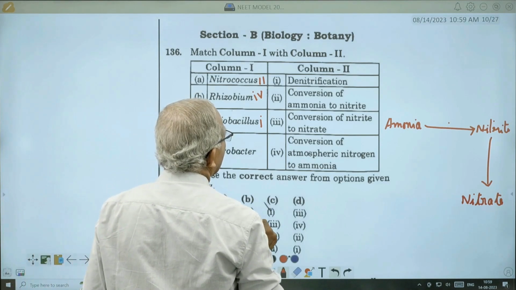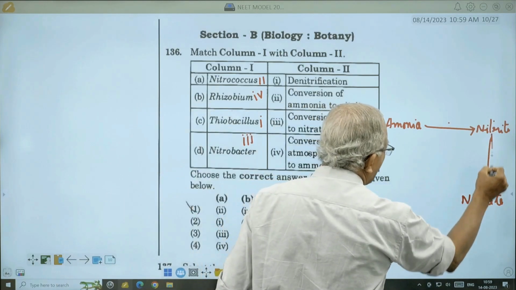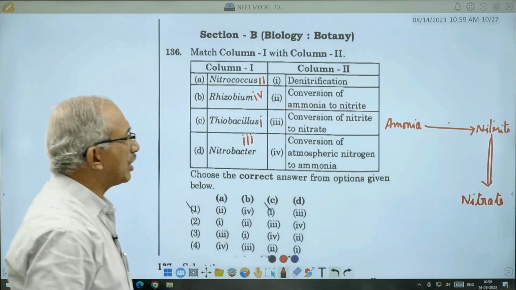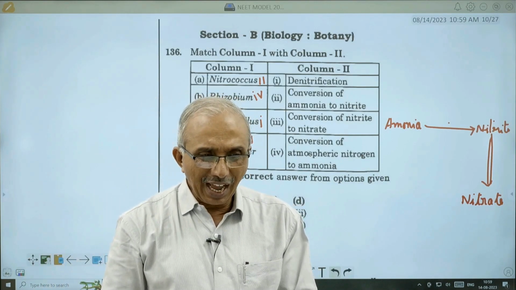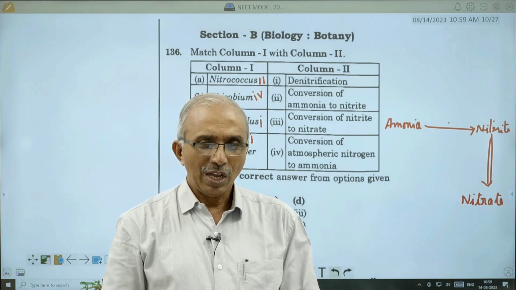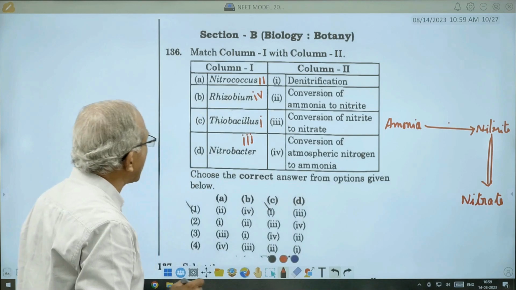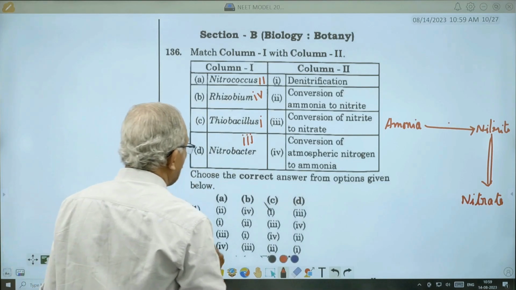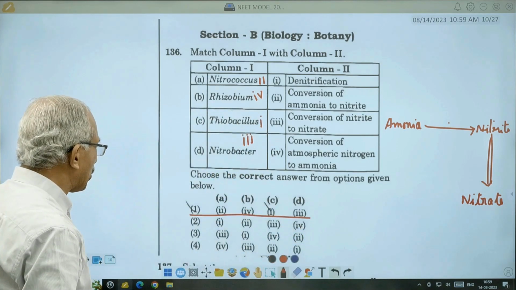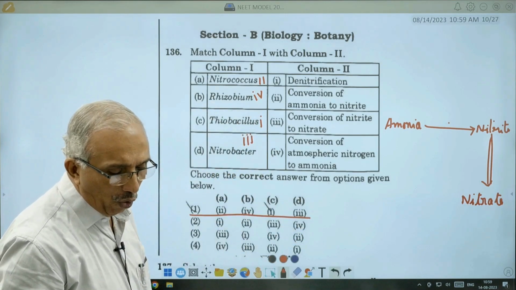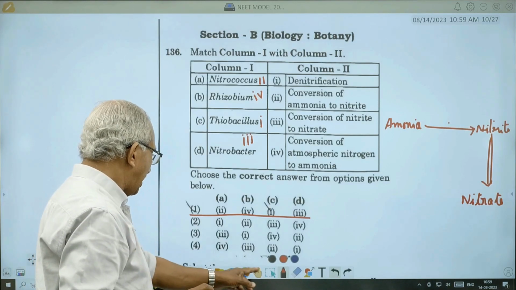Nitrobacter is the conversion of nitrite to nitrate, the second part of nitrification. So the answer is option 1: A2, B4, C1 and D3.